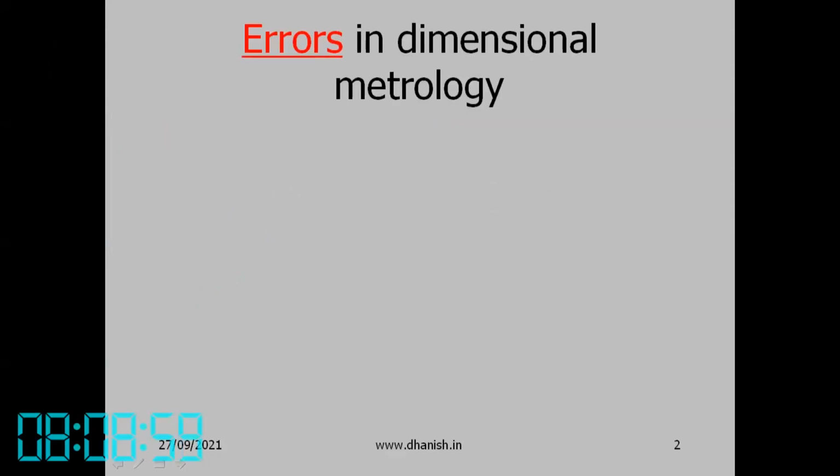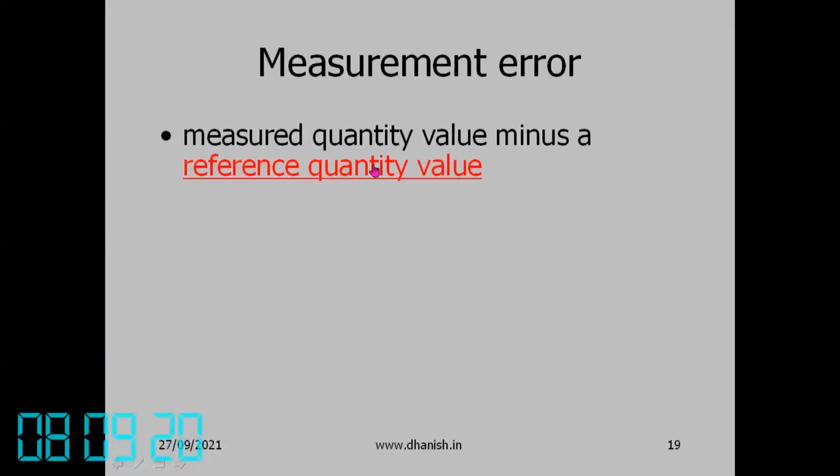So what is error? Measured quantity value minus a reference quantity value is defined as error according to the VIM, vocabulary of international metrology. Measured quantity value minus a reference quantity value.